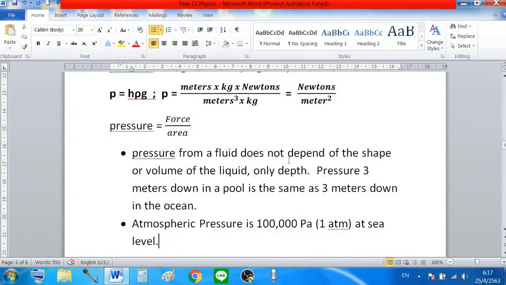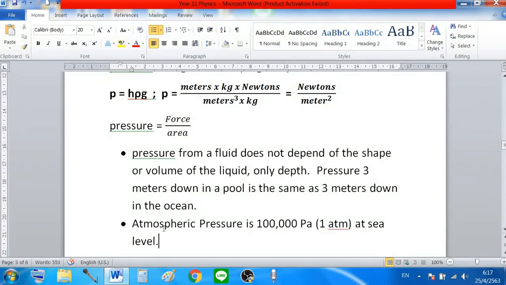Pressure from a fluid does not depend on the shape or volume of the liquid, only the depth or the height of the fluid above an object. For example, pressure 3 meters down in a swimming pool is the same as 3 meters down in the ocean. It doesn't matter that the ocean is much wider, it's only dependent on the depth.